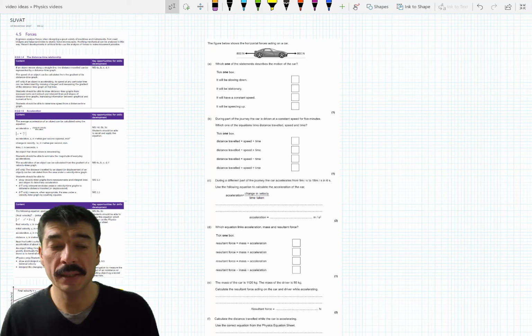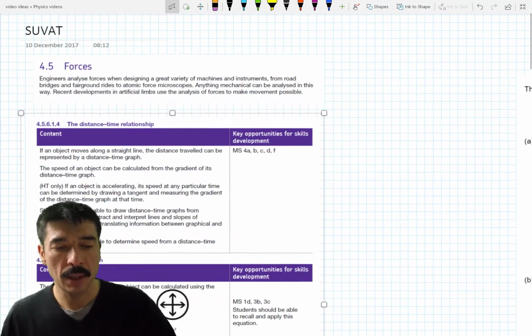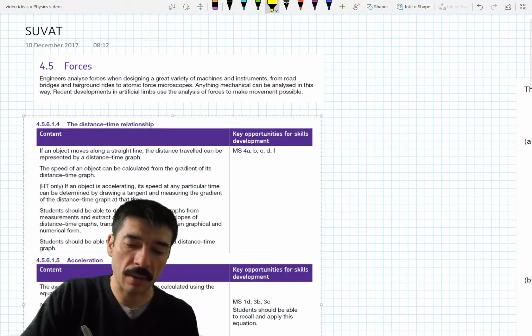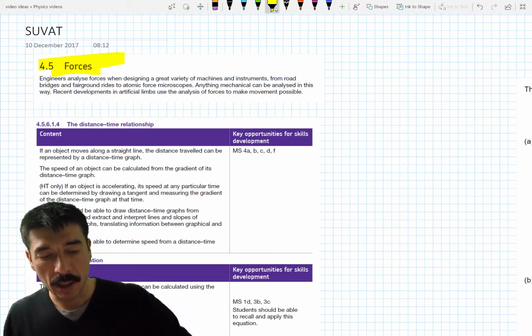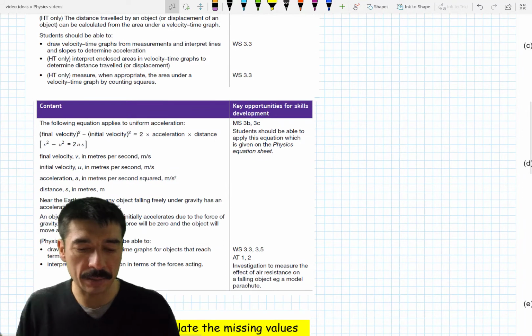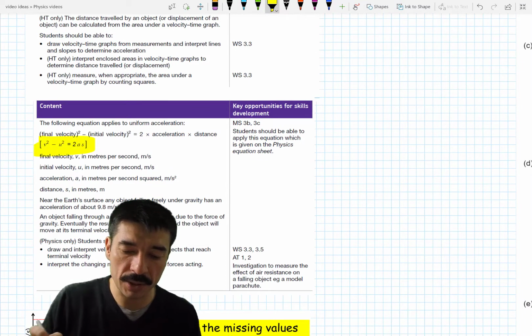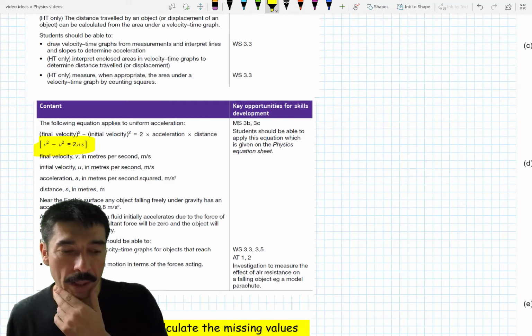Okay, so it's exam season, and we're going to have a look at some revision within the topic of forces, 4.5 on your spec, which is always worth checking. Specifically, we'll cover a few of the ideas, but I want to concentrate on how to use this equation, commonly known as the SUVAT equation, or v squared minus u squared equals 2as.